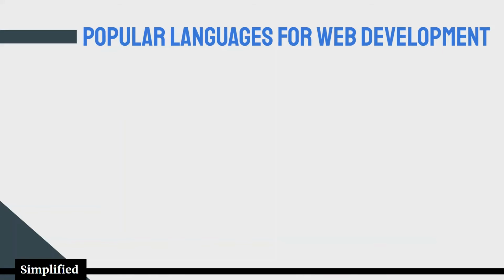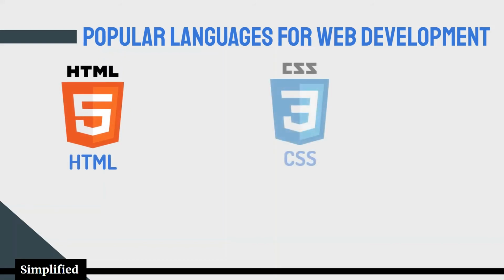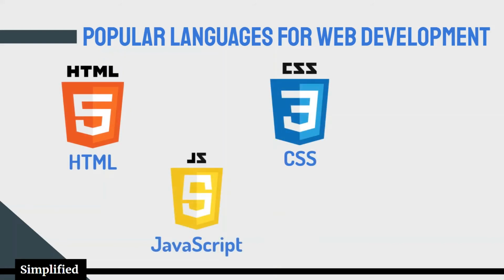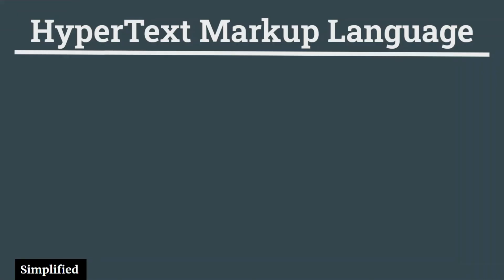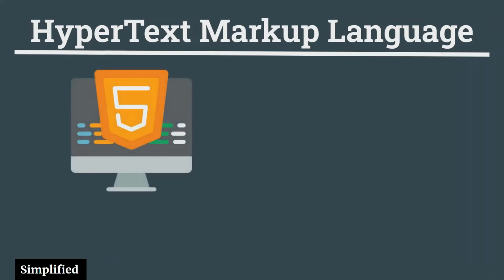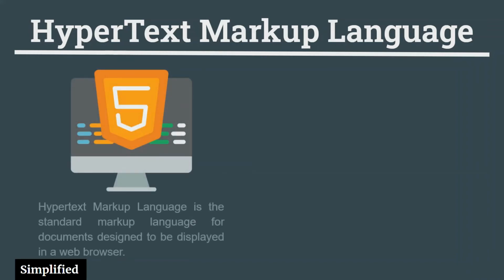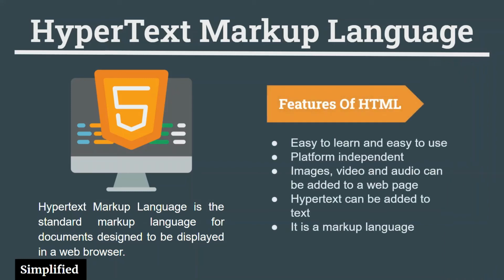Popular languages for web development are HTML, CSS, JavaScript, and Python. First, Hypertext Markup Language (HTML). Hypertext Markup Language is the standard markup language for documents designed to be displayed in a web browser. It can be assisted by technologies such as cascading style sheets and scripting languages such as JavaScript.